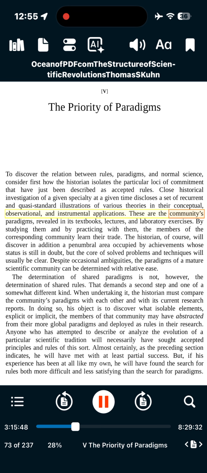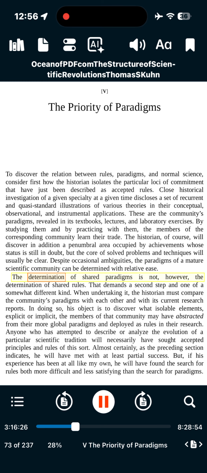These are the community's paradigms, revealed in its textbooks, lectures, and laboratory exercises. By studying them and by practicing with them, the members of the corresponding community learn their trade. The historian, of course, will discover in addition a penumbral area occupied by achievements whose status is still in doubt, but the core of solved problems and techniques will usually be clear. Despite occasional ambiguities, the paradigms of a mature scientific community can be determined with relative ease.